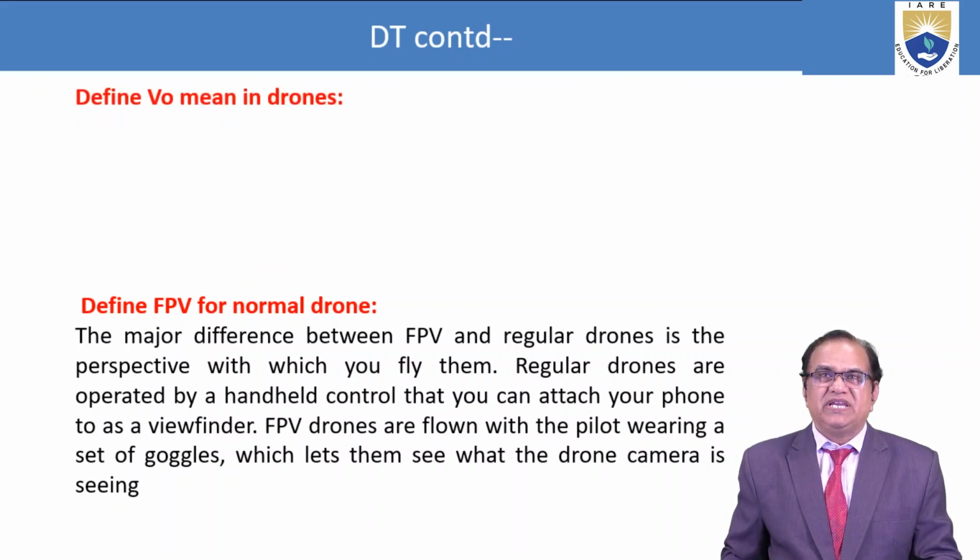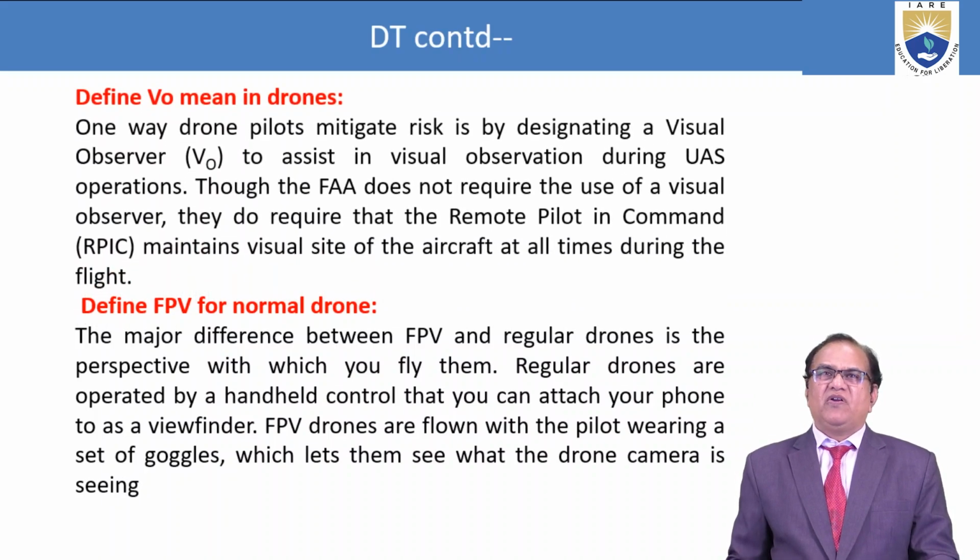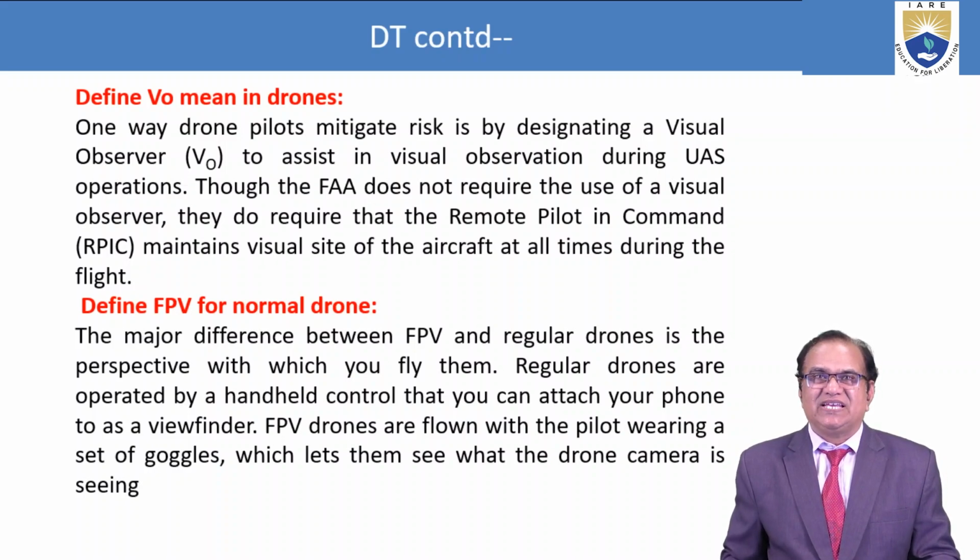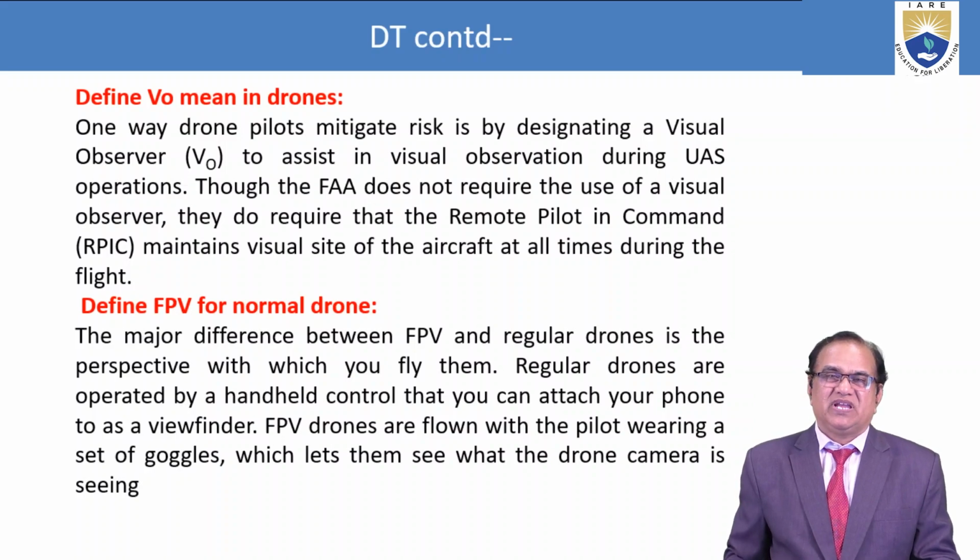Define VO in drones. One way drone pilots mitigate risk is by designating a visual observer, VO, to assist in visual observation during UAS operation. Though the FAA does not require the use of a visual observer, they do require that the remote pilot in command, RPIC, maintain visual sight of the aircraft at all times during the flight.